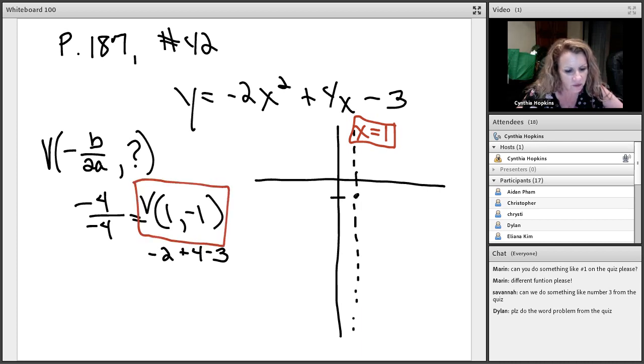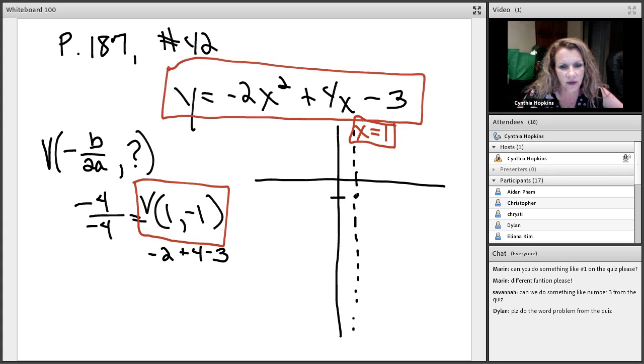Okay, then they say find the y-intercept. Well, if you look at this equation in standard form that they had originally given you, box that, that's what was given. If you just look at the c value, negative 3, that is your y-intercept. Because if you plugged in zero for x, your first two terms would become 0, and so you would get y equals negative 3.